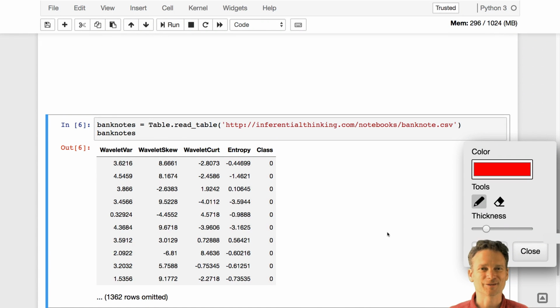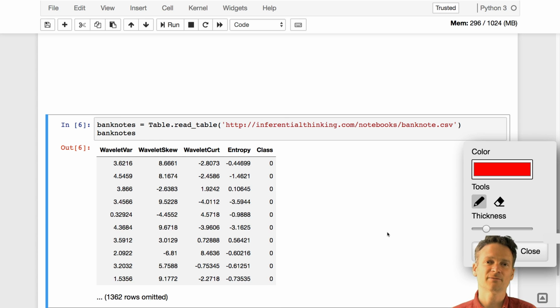Let's do another example of classification. This time I've got a data set from some researchers who were studying how to detect counterfeit banknotes. They wanted to build a mobile app for your smartphone. It would let you take a picture of a dollar bill, and they were hoping that the app could predict whether or not that bill was counterfeit.